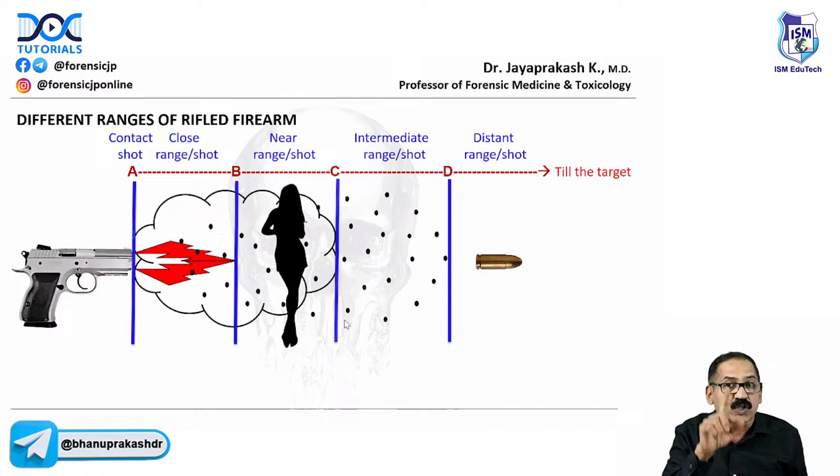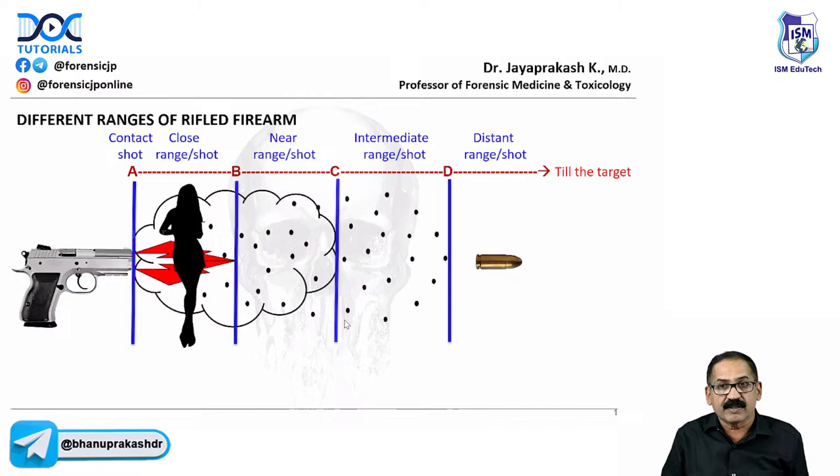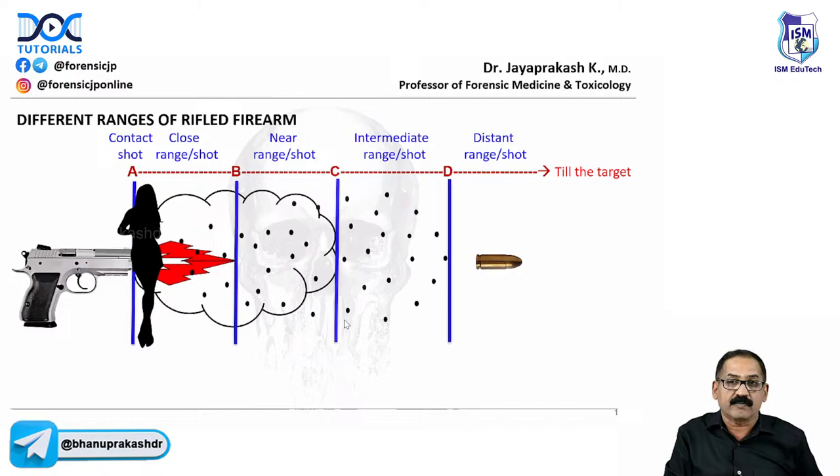If the person is in close range, there is a wound of entry, plus tattooing, plus blackening, plus burning or scorching of the skin and singeing of the hair. Okay. And finally, contact shot. In case of contact shot, all the products of firing enter into the wound track, especially in case of hard contact. I'm going to explain that later. Then you get a wound of entry with an impression of the muzzle, which I'm also going to explain later.